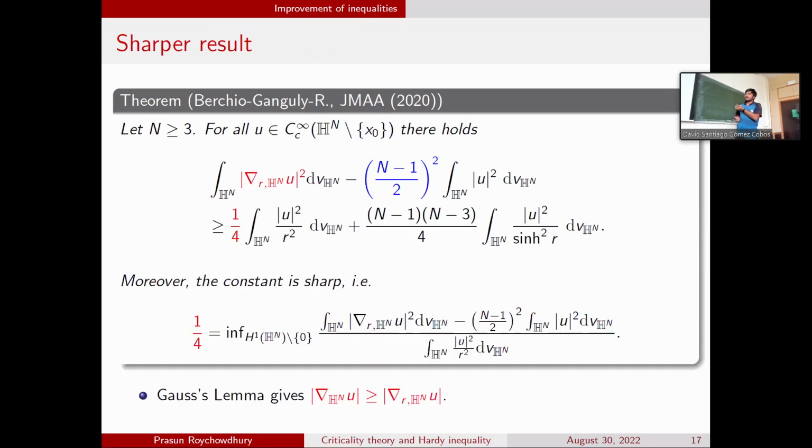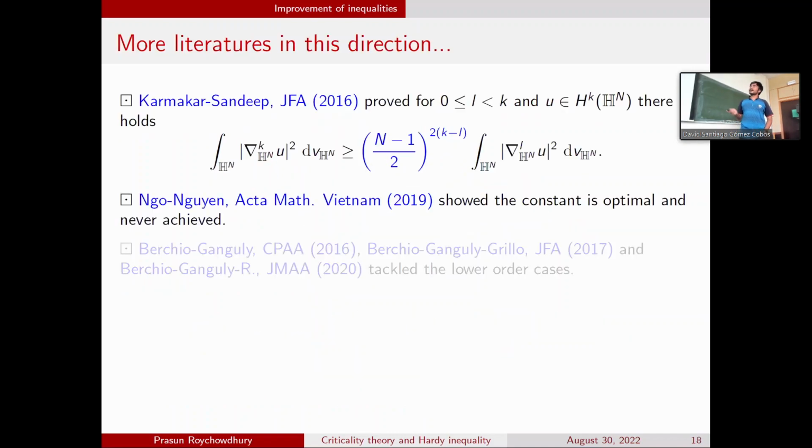In fact, due to the Gauss lemma, one can compare pointwise the radial gradient and the original gradient. And I want to mention that our method to prove their inequality is a completely different way. So we proved a sharper version. Here are some more literature in that aspect.